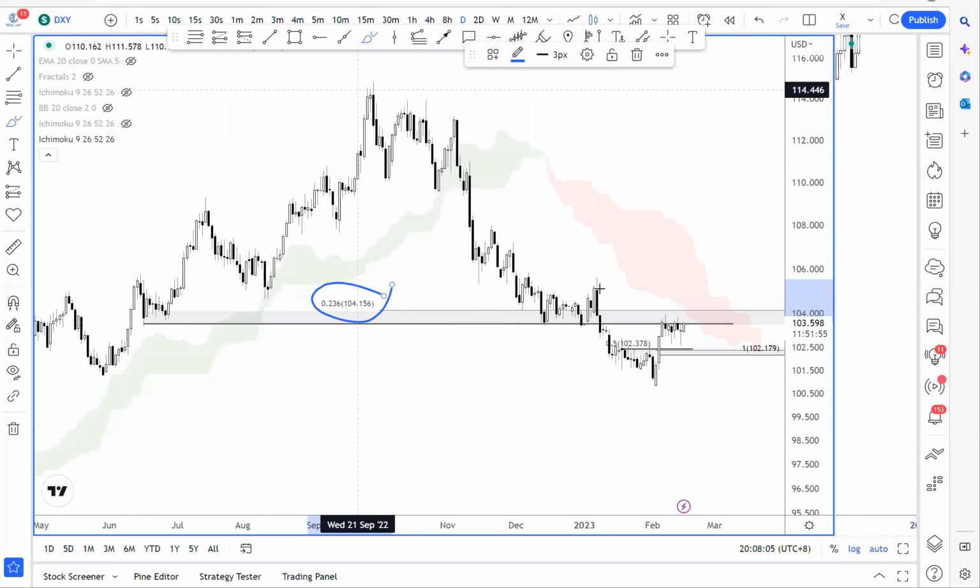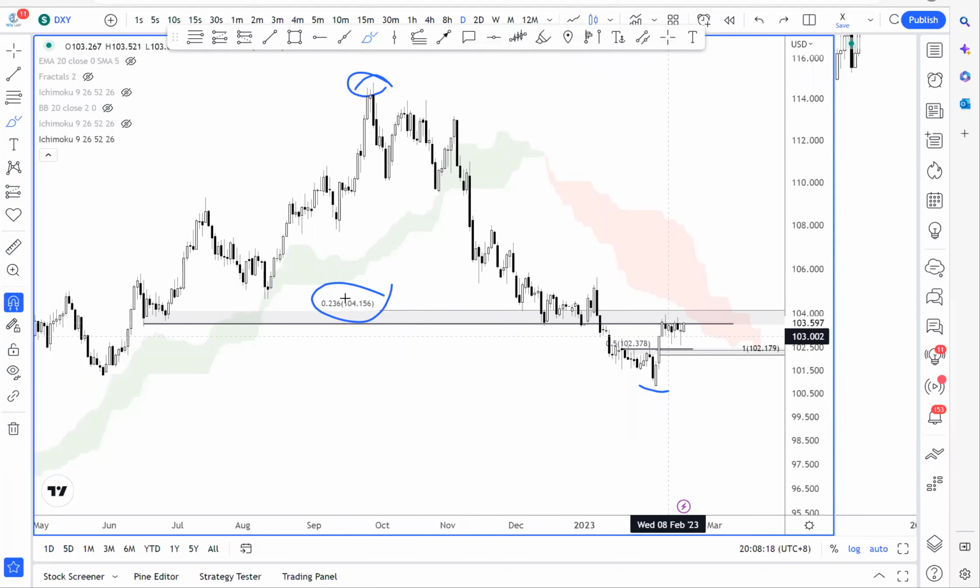Essentially, what we want to do in using Fibonacci retracement is identify high and low points as starting and ending points. So if we want to use Fibonacci retracement to find resistance, we essentially need to identify the high and identify the low. In this case, you can see that the 23.6 retracement lines up with the zone.